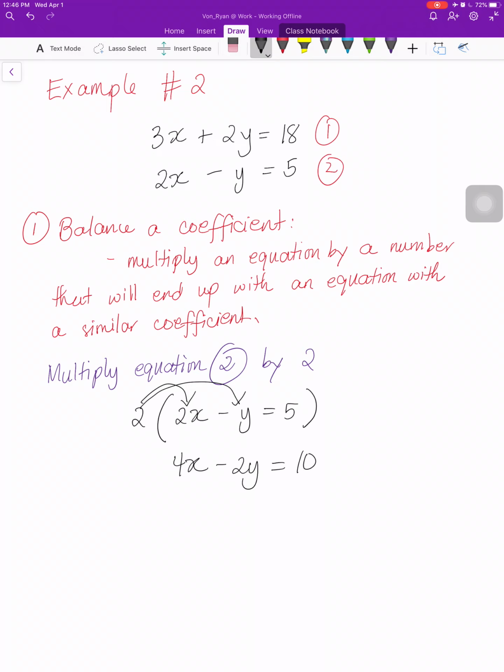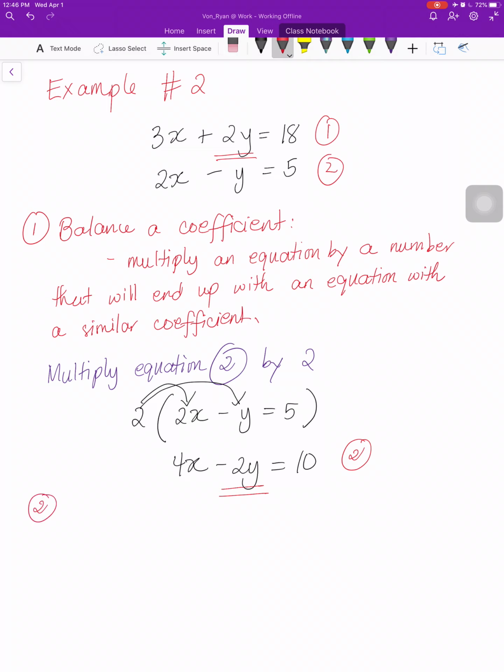When I did that, I end up with a term that is 2y, which I can now just add the new form of the equation to equation 1, and I can get rid of 2y. So that's basically the goal when you're balancing the equation. So you end up with a pair of equations that you can easily add or subtract to each other and end up with canceling one of the terms. Okay, so now you can proceed to step 2.